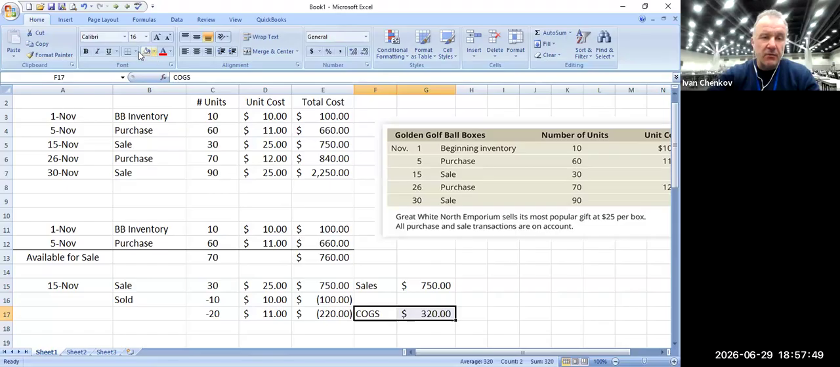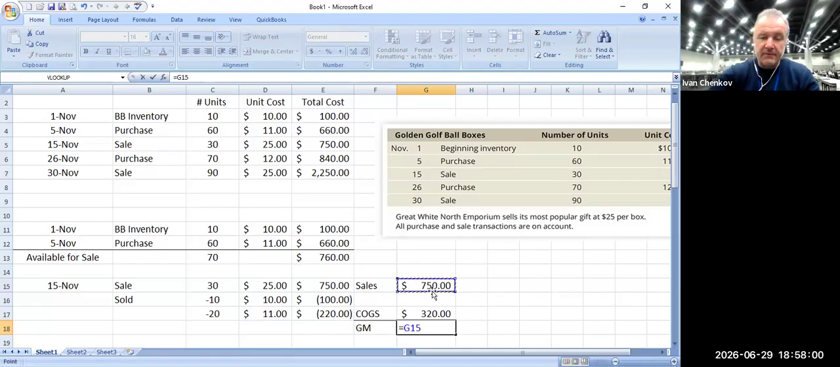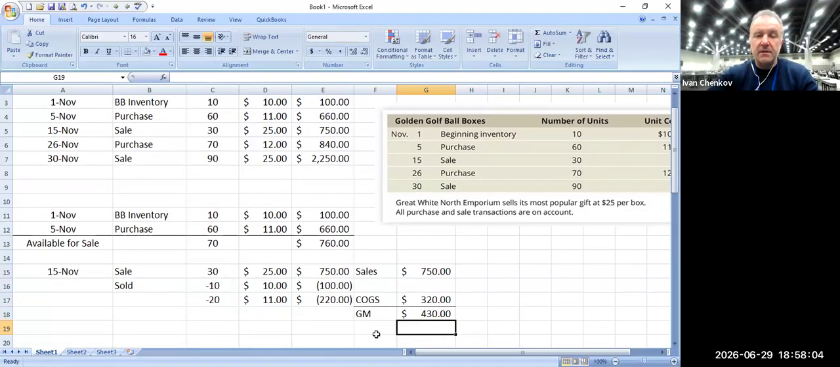And at this point, I can calculate my gross margin, which is the first calculation that we need for the merchandising company to get how much profit we're generating from the sale of our inventory and merchandising order. So we're getting $430.